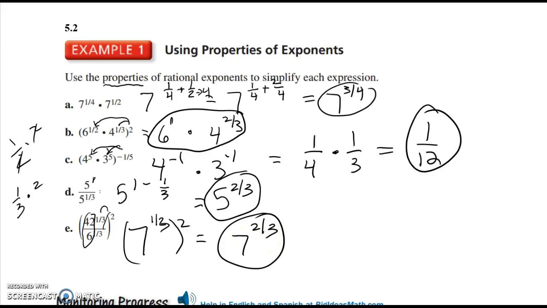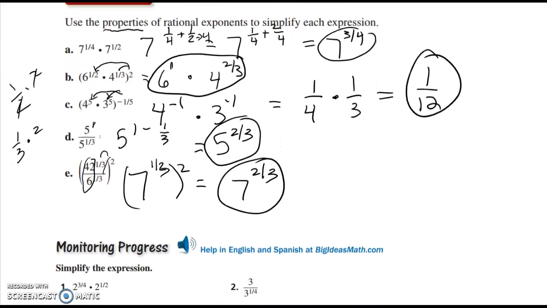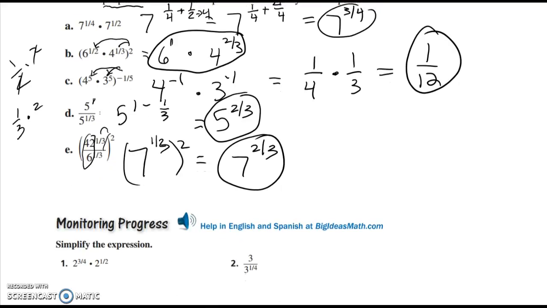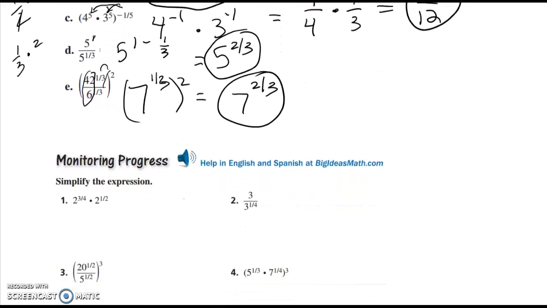Now take a moment to try the monitoring progress numbers 1 and 2. And we'll save 3 and 4 for in class.